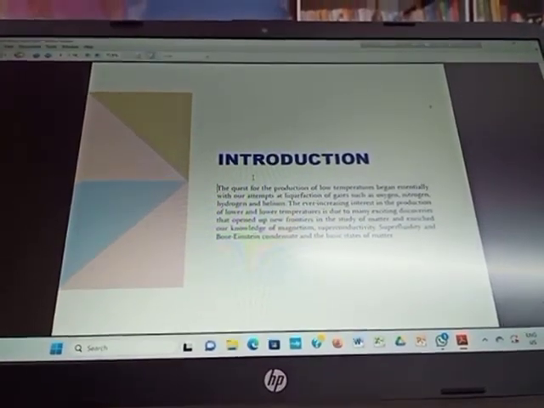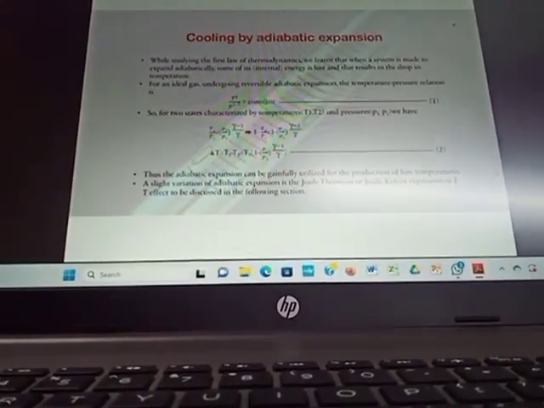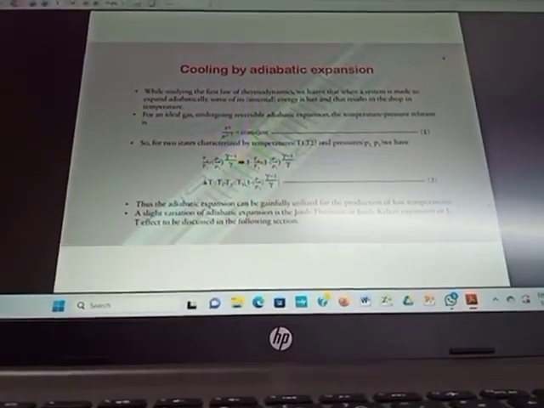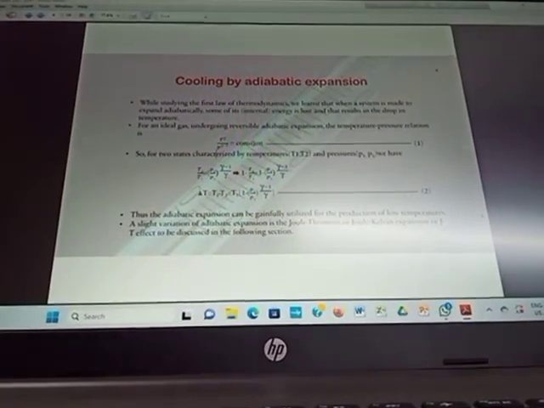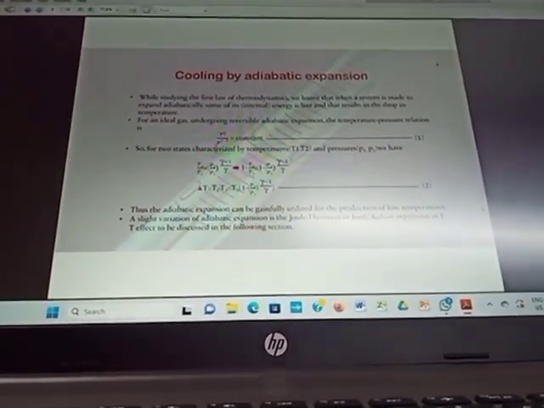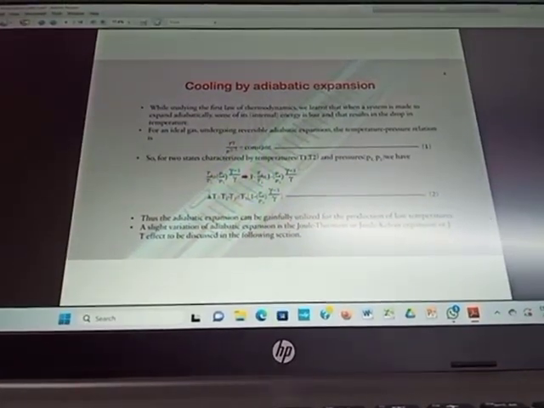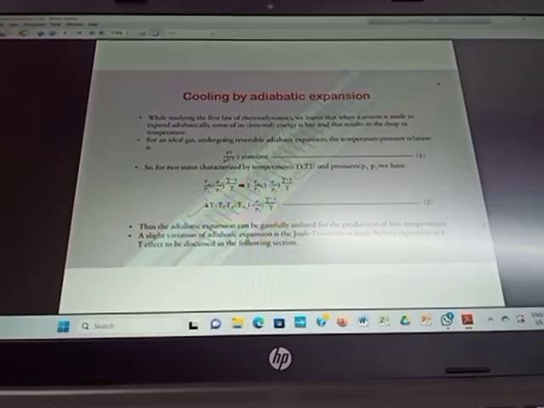Let's move on to the next topic: cooling by adiabatic expansion. While studying the first law of thermodynamics, we learned that when a system is made to expand adiabatically, some of its internal energy is lost, and that results in a drop of temperature. For an ideal gas undergoing reversible adiabatic expansion, the temperature-pressure relation is T^γ / P^(γ-1) = constant.